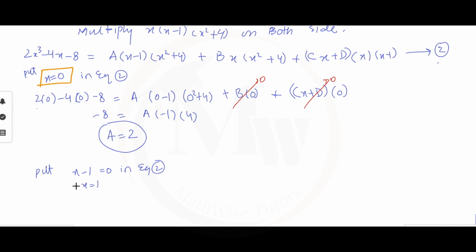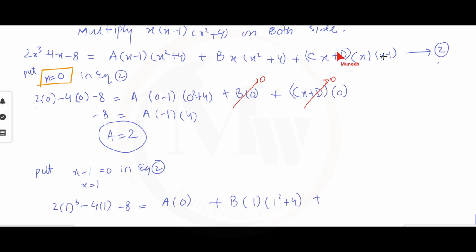So plug this value in equation 2 on both sides, same as we plugged 0, right? So 2 times 1 cubed minus 4 times 1 minus 8 equals, now see, wherever you have x minus 1, because x minus 1 is 0, that term will be 0, right? And with the first term, x minus 1 is 0, so a times 0 will be cancelled, plus in the b term there is no x minus 1, so this term will not be 0. So let's plug in the x value: 1 squared plus 4.